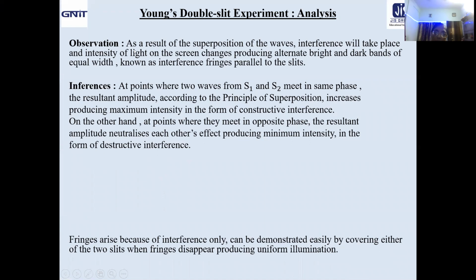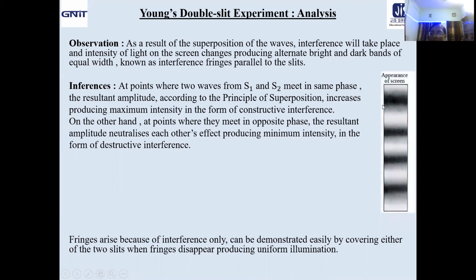Now, the observation in a nutshell is like that. As a result of the superposition of the waves, interference will take place and the intensity of light on the screen changes, producing alternate bright and dark bands of equal width, known as interference fringes, parallel to the slit. Just take a look at the screen, how it will appear: alternate bright and dark, bright and dark, bright and dark. These regions of equal width, known as interference fringes, we will expect on the screen.